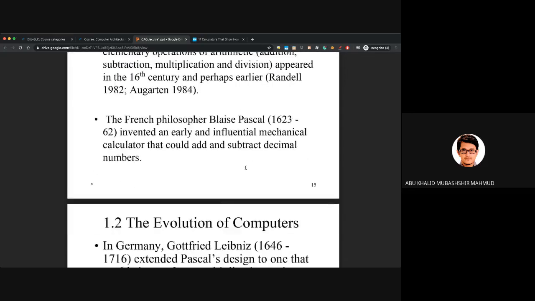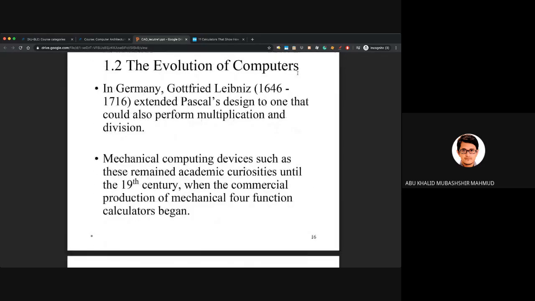Now the next step is occurring. In Germany, Gottfried Leibniz extended Pascal's previous design so that it could perform multiplication and division. It was only in Leibniz's computer that we would be able to perform multiplication and division. Previously, it was only addition and subtraction.